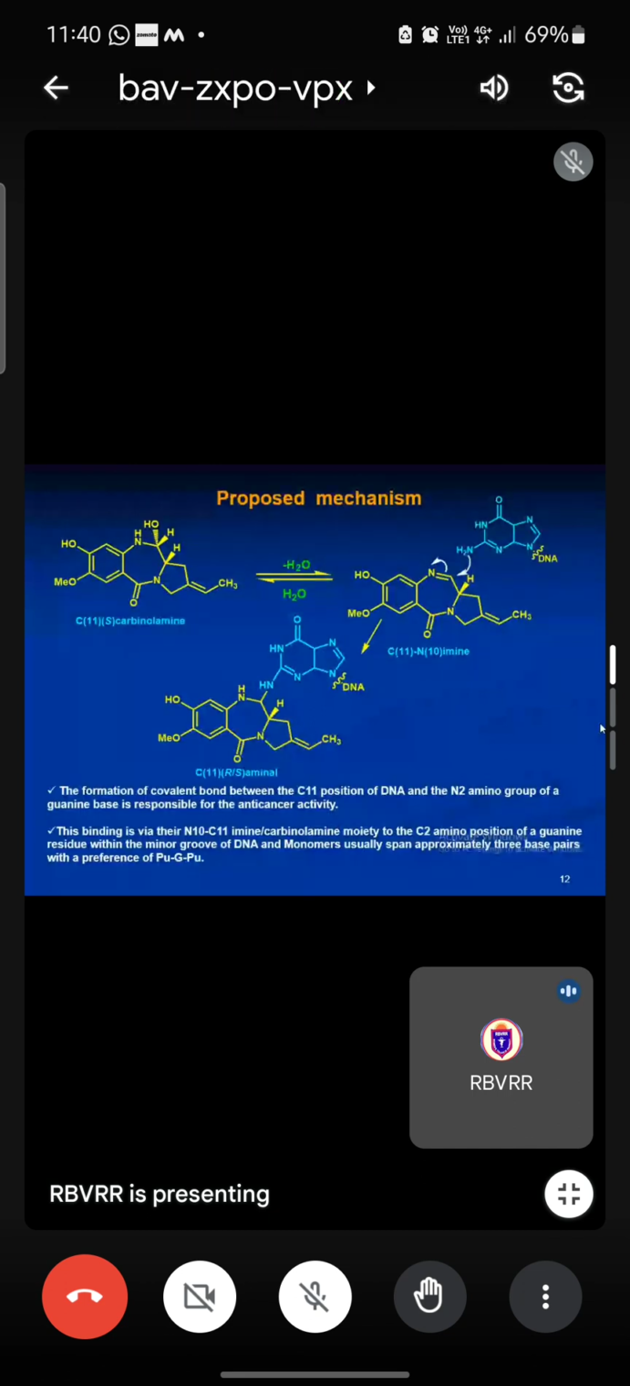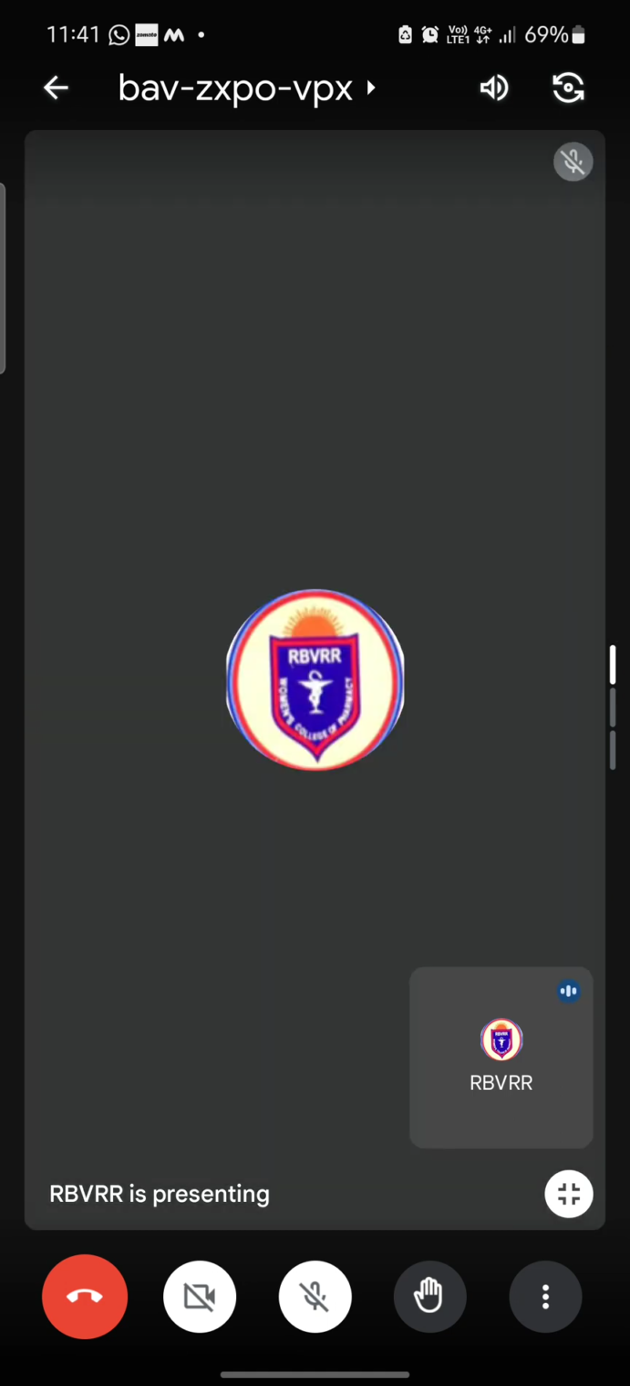Here, it also goes into the imine, this type of an imine to carbinolamine. It goes into this particular scaffold. And once it is in the imine form, with the NH2 of the guanine of the DNA, you get a covalent linkage. This is what you found, an aminal bond, and this is the compound.